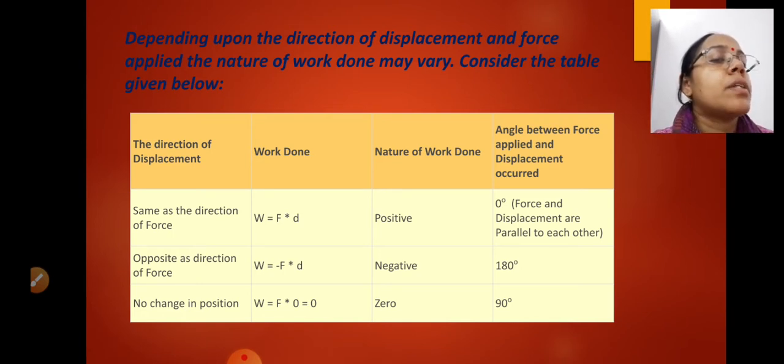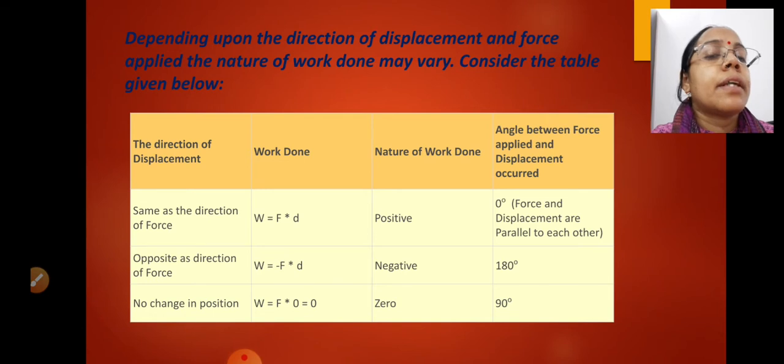Okay, and what is the angle between force applied and displacement occurred? It is 0 degree, because both are in the same direction, parallel to each other. That is why the angle between force applied and displacement occurred is equal to 0, and this is known as positive work done.